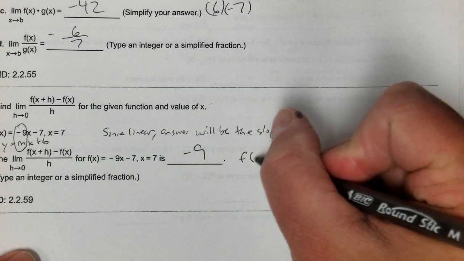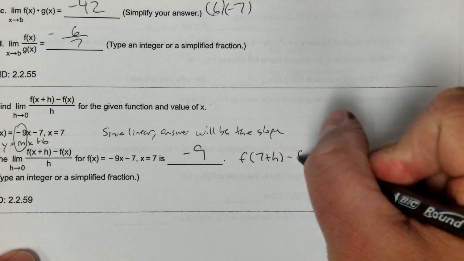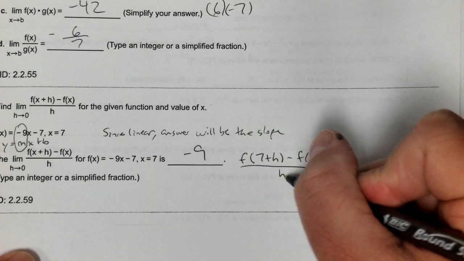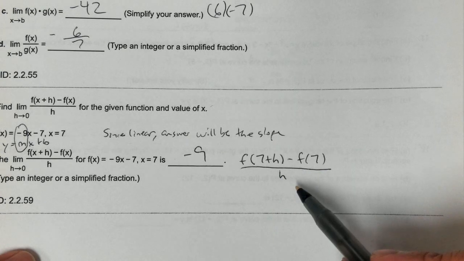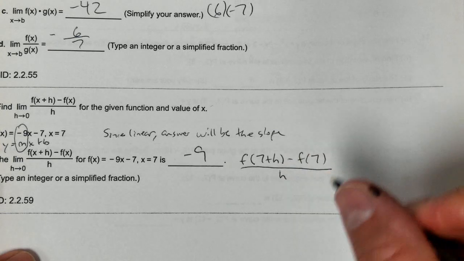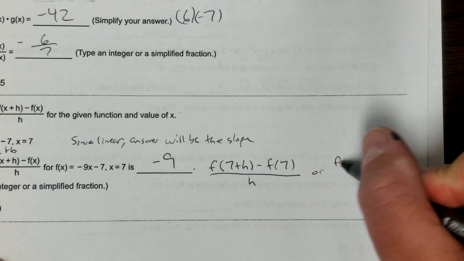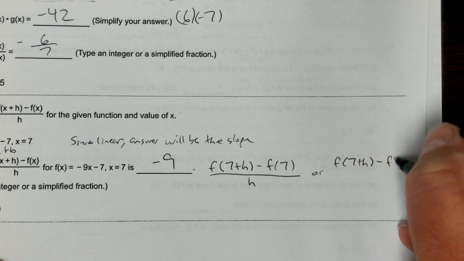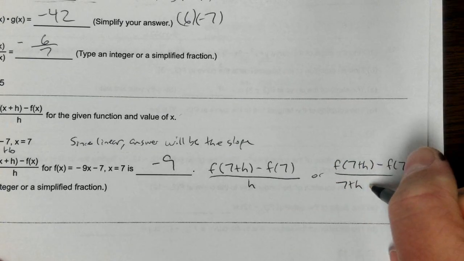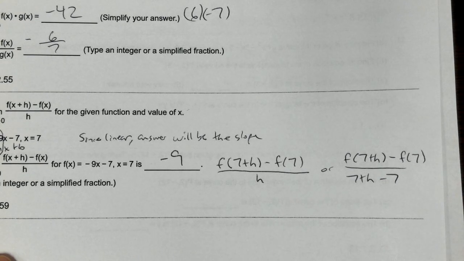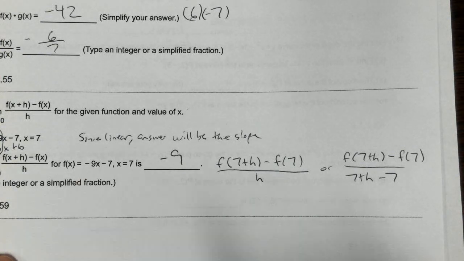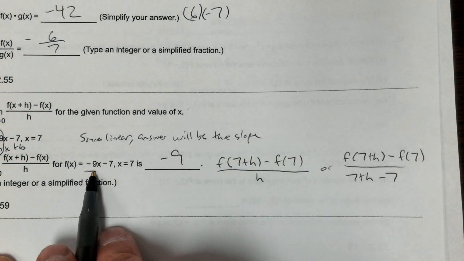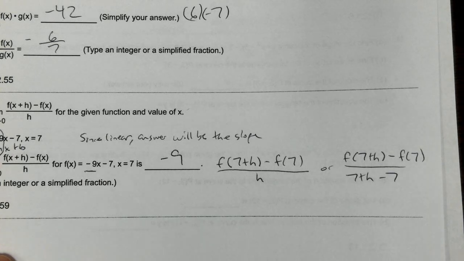There's a longer way, which would have been f of 7 plus h minus f of 7 all over h, but it's not worth going through that. And also, by the way, this comes from f of 7 plus h minus f of 7 over 7 plus h minus 7. And so that's why. So your best approach is just notice that it's a linear function, and so your answer will always be the slope.